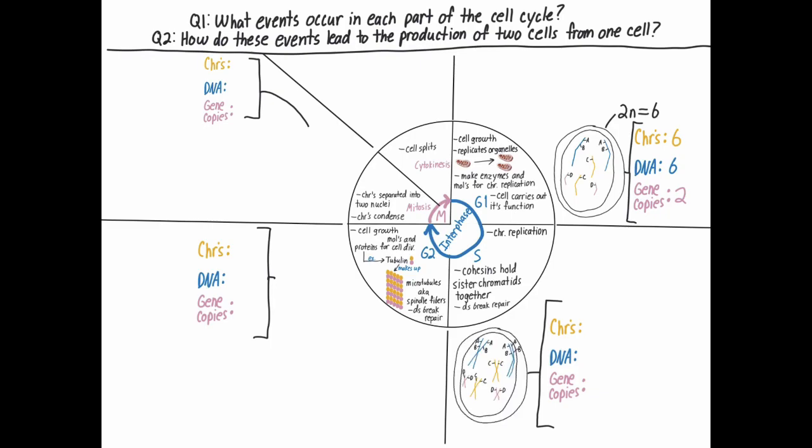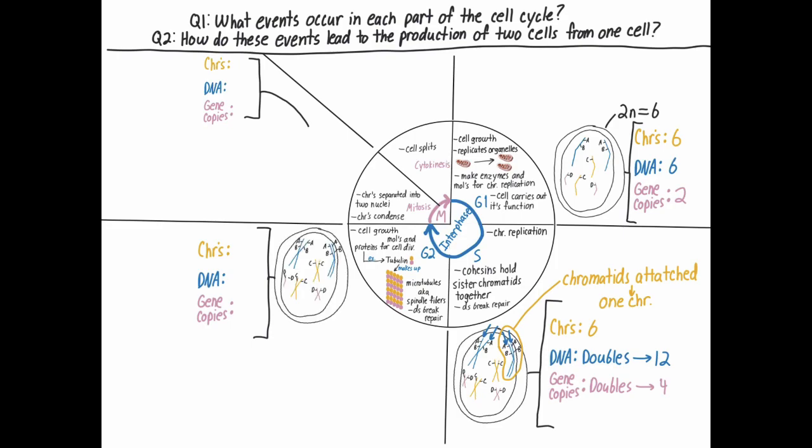When the cell goes through S phase, each chromosome is replicated. So the number of DNA molecules doubles to 12. Since we now have 4 copies of each chromosome type, we have 4 copies of each gene. The new copy of each chromosome remains attached to the original at the centromere, and since the 2 sister chromatids are attached, they form a single chromosome. So there are still 6 chromosomes in this cell at the end of S phase.